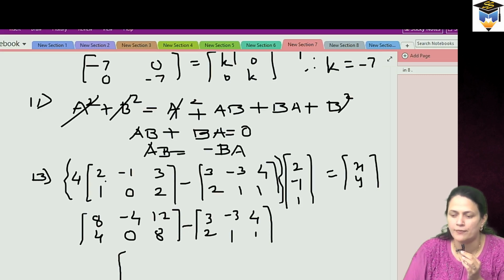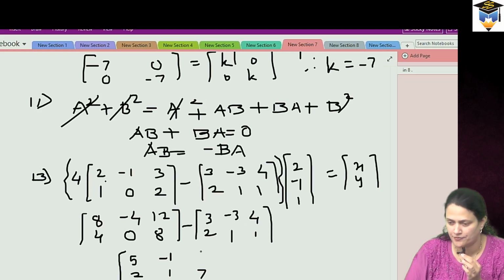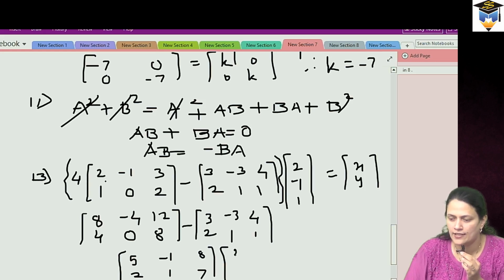So what is 8 minus 3? 4 minus 2? It's minus sign in between, don't get confused with the signs. So minus 4, minus of minus 3 becomes plus 3. So minus 1, 12 minus 4, 8. So now you have to multiply this and this, 2 minus 1, 1, to get your answer of x comma y.